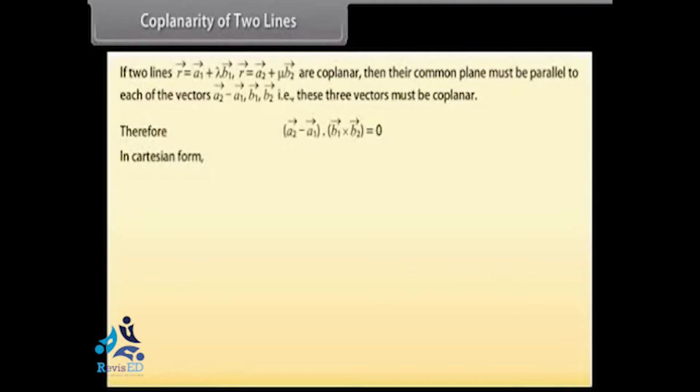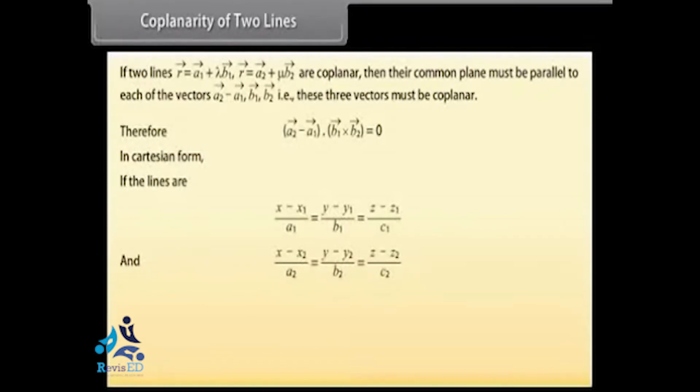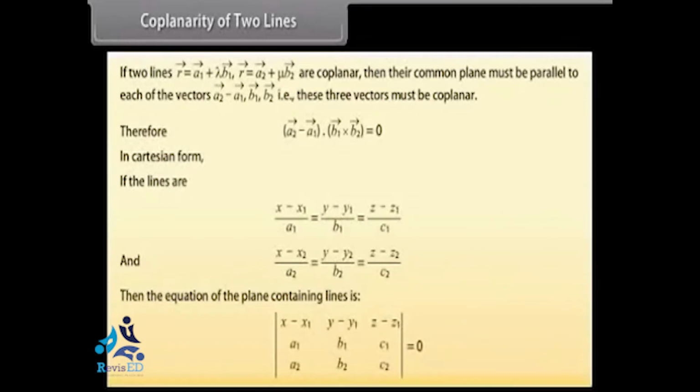In Cartesian form, if the lines are (x minus x1) by a1 equals (y minus y1) by b1 equals (z minus z1) by c1, and (x minus x2) by a2 equals (y minus y2) by b2 equals (z minus z2) by c2, then the equation of the plane containing the lines is the determinant, row-wise: first row, x minus x1, y minus y1, z minus z1; second row, a1, b1, c1; third row, a2, b2, c2; equals 0.